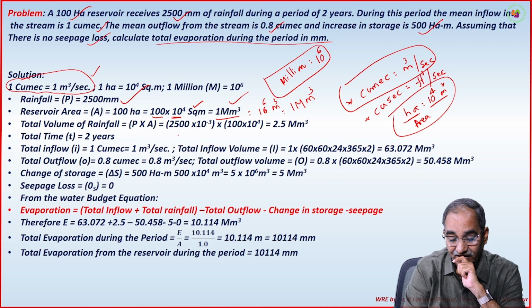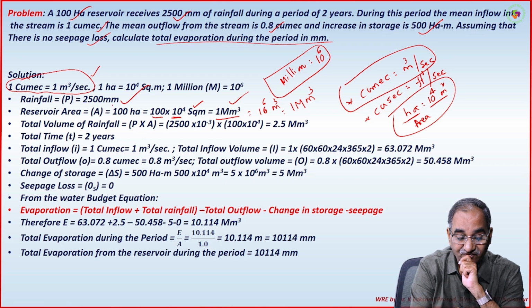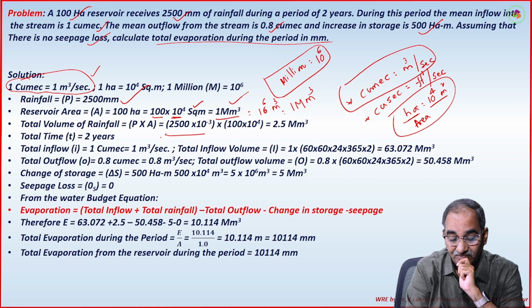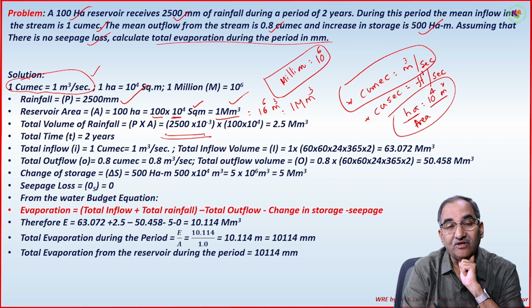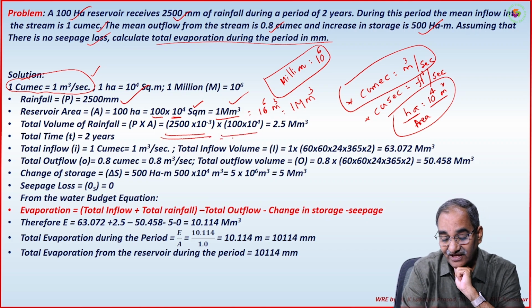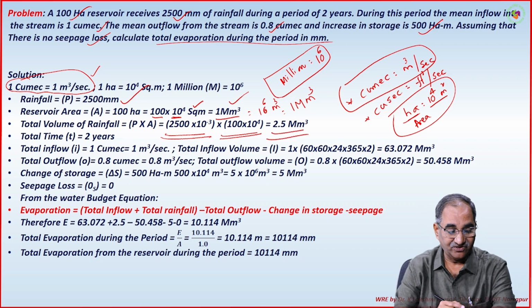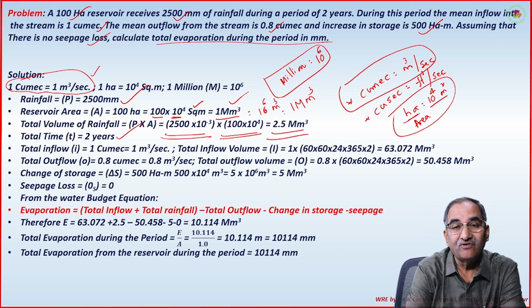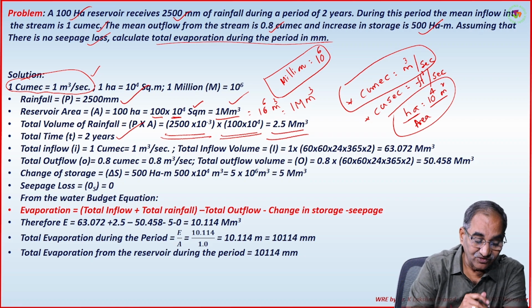Depth into area. So depth is how much? 2500 mm. If I convert into meters, 2500 into 10 to the power of -3. And what is the area? 1 million. So finally the answer is 2.5 million meter cube. Then what is the time period they have given? 2 years.